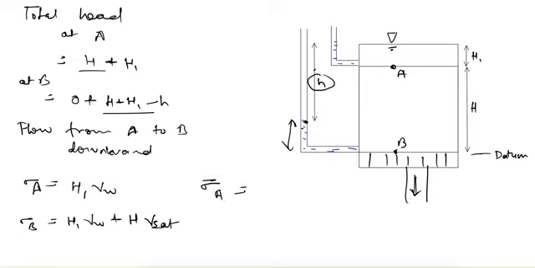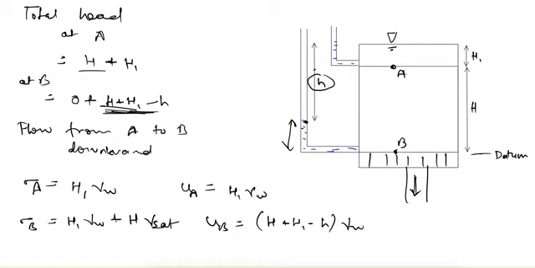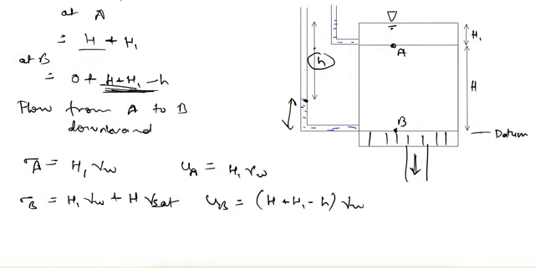So at A, let me first write the pore water pressure. Pore water pressure at A is equal to H1 gamma W, and pore water pressure at B. So at B, the pressure of water is the head of water. At B, we know that this much head of water is remaining. So head of water times unit weight of water. So this is the pore water pressure at B.